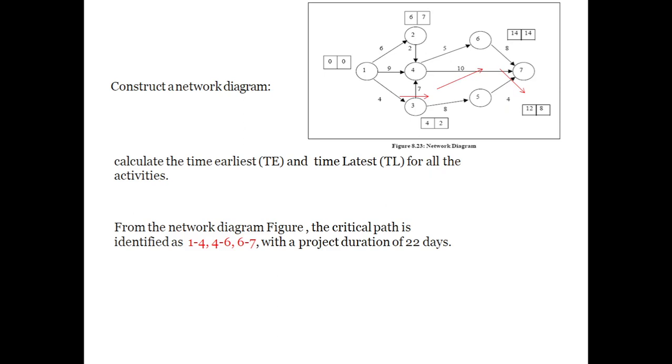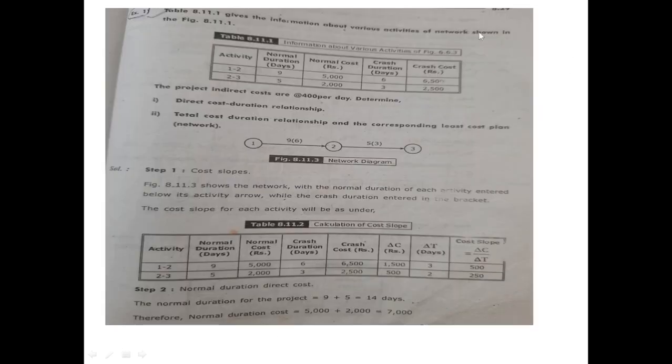ఓకే, సో ఇది ఒకసారి టేబుల్ జాగ్రత్తగా మీరు ఫ్రెష్ టేబుల్ డ్రా చేయండి. అండ్ నెక్స్ట్ వీ టేక్ ది ప్రాజెక్ట్ క్రాషింగ్. ప్రాజెక్ట్ క్రాషింగ్ ఎలా తీసుకుంటాం? So what is project crashing? You know very well. So project crashing is an activity 1 to 2, 2 to 3. Normal days 9 and 5. Normal cost 5,000, 2,000.